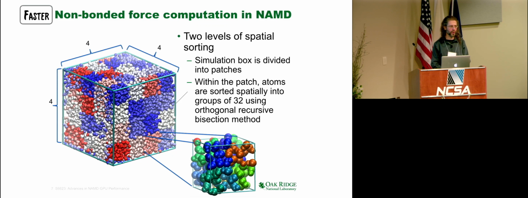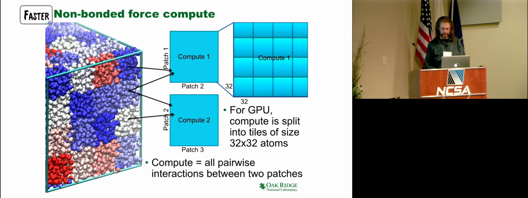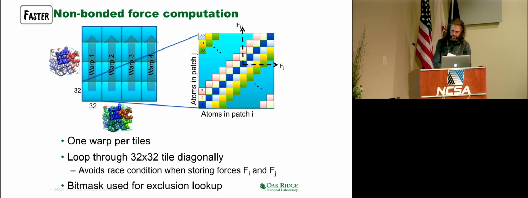So he did some deep work, most notably rewriting the non-bonded GPU kernel to introduce a second layer of sorting, so that he took the patches, but then within each patch he applied this recursive bisection to be able to find groups of 32 atoms apiece, so completely fill warps in a spatially compact manner. And so then to be able to calculate across these 32 by 32 tiles, and to do so in a manner that allowed him to make use of Newton's third law so that he could go ahead and update forces on both Fi and Fj without collision here.